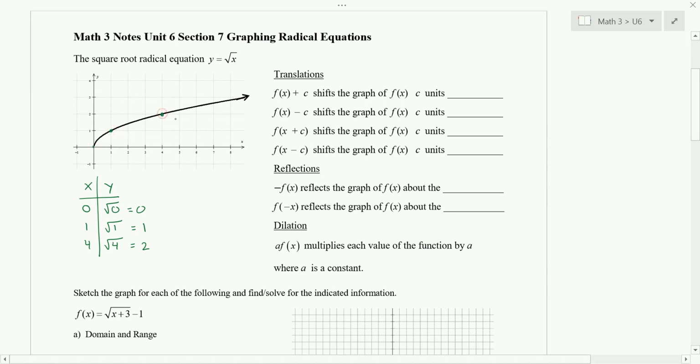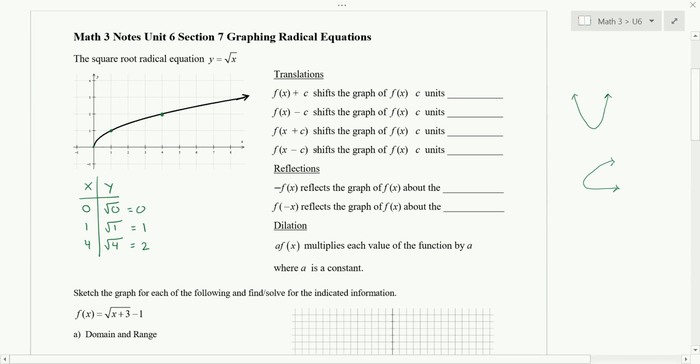It increases slowly and moves to the right. And so it's as if you have a parabola, right? A parabola looks like this, turned on its side, and you only took half of that, right? This is the top half of that sideways parabola, and it's actually the same exact shape as the top half of a sideways parabola.